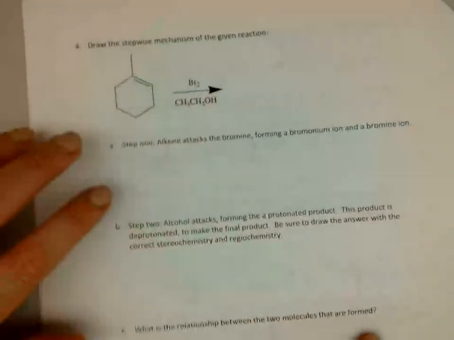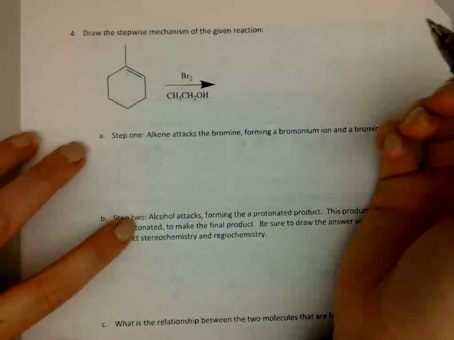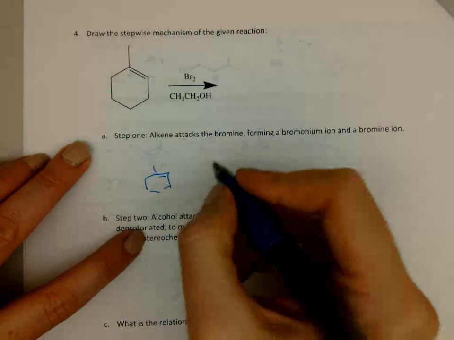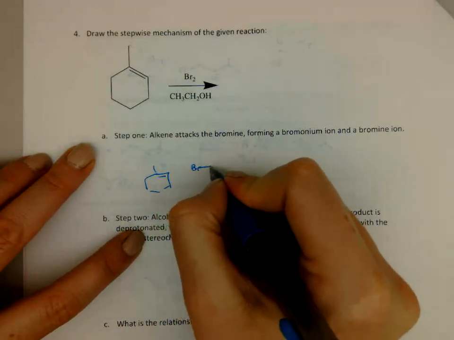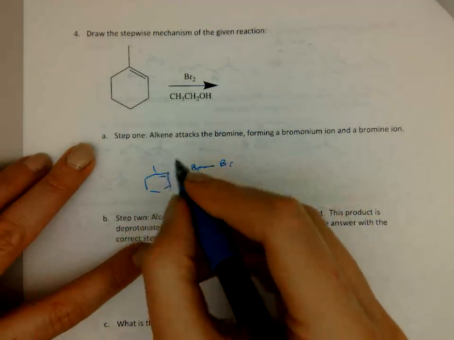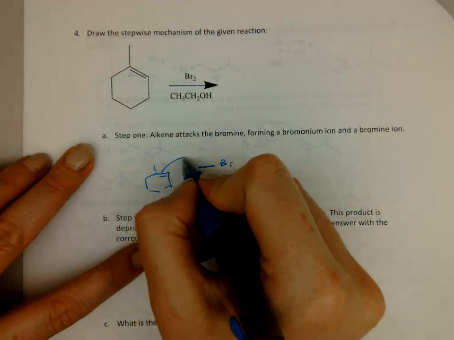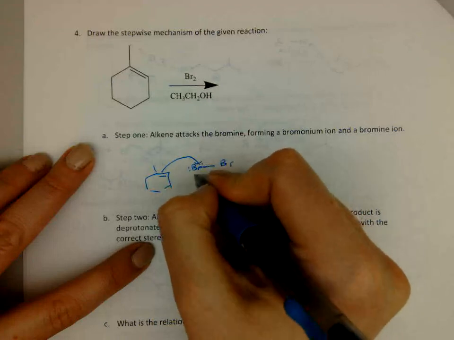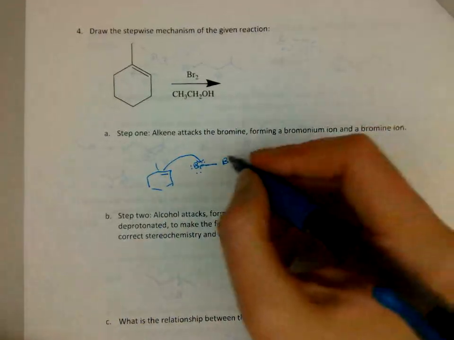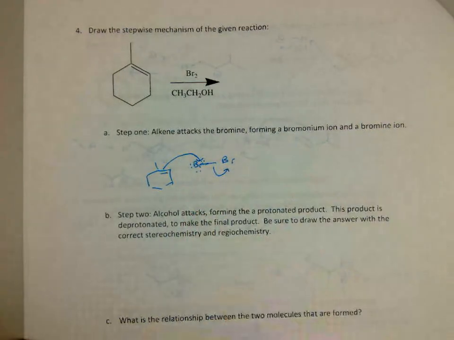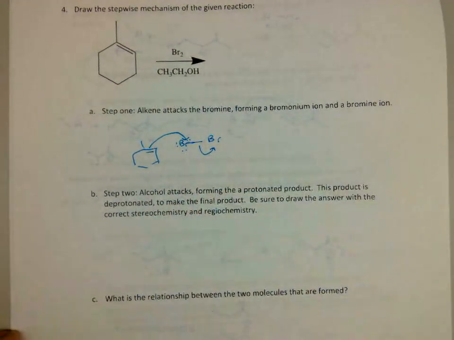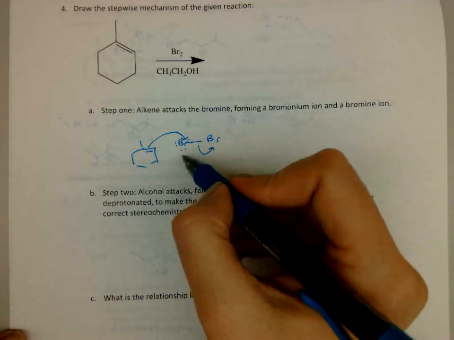Okay. Now the stepwise mechanism of the given reaction. Step 1, the alkene attacks. So again, you'll need to draw all the steps here to get full credit, and you need to make sure the arrows start at the more electron dense area, so at the alkene, and they end up at the more electron poor area. So the first step is this attacks, and the Br minus is formed, but also the bromonium ion is formed.